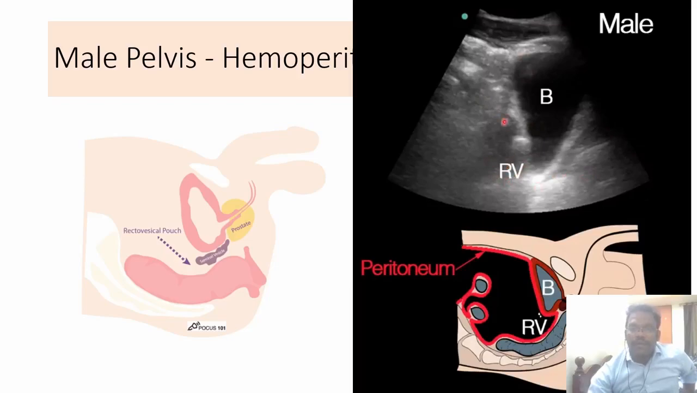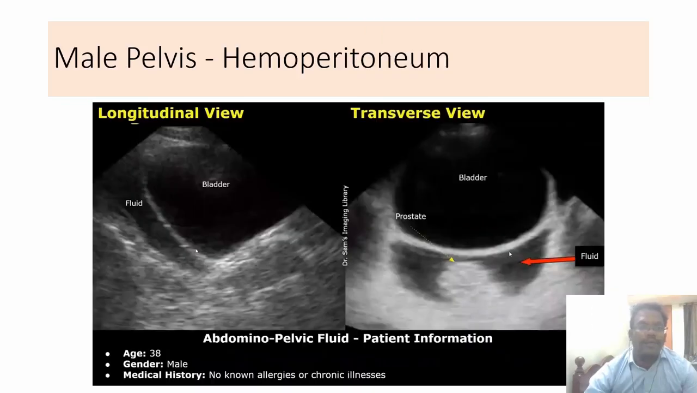So the space between the rectum and the bladder is called the rectovesical pouch. Here we are going to see an example of a FAST positive male pelvis. This is a longitudinal view and this is a transverse view. In the longitudinal view, we can see the structures. This is the urinary bladder, a completely anechoic structure, and this is the rectum. We can see the fluid collection between the bladder and the rectum, that is the rectovesical pouch.